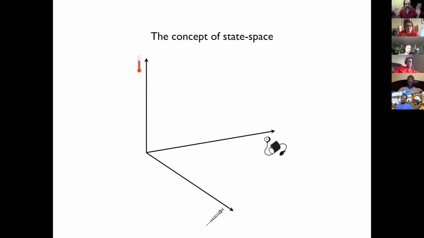State space is made when you give a separate dimension for each one of them. So you are independently measuring each one of these three dimensions. Now you have a three-dimensional state space for temperature, blood pressure, and blood sugar. A point in that space is what? Is the status of your patient, right? So this point describes the status of your patient, and you can actually track it down.